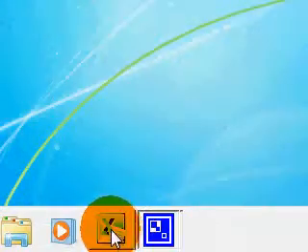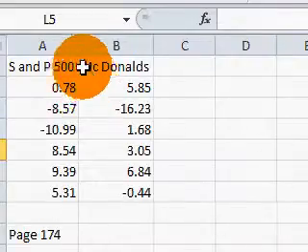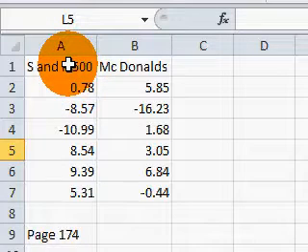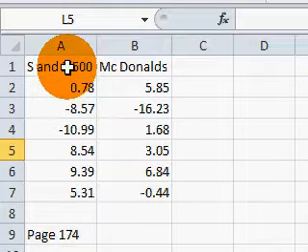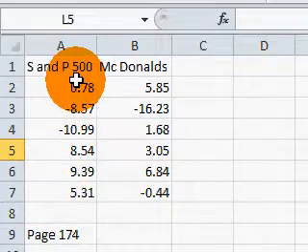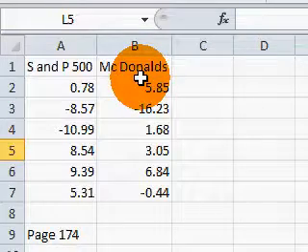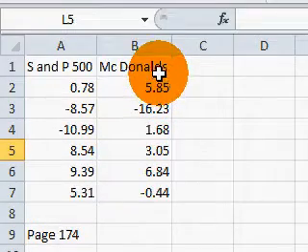Okay, in this lesson I want to explain how a company's beta is calculated. So the example we're looking at is page 174. This is in Chapter 6. We're given the S&P 500 returns, which is the independent or X variable, and the McDonald's returns, which is the response or Y variable.